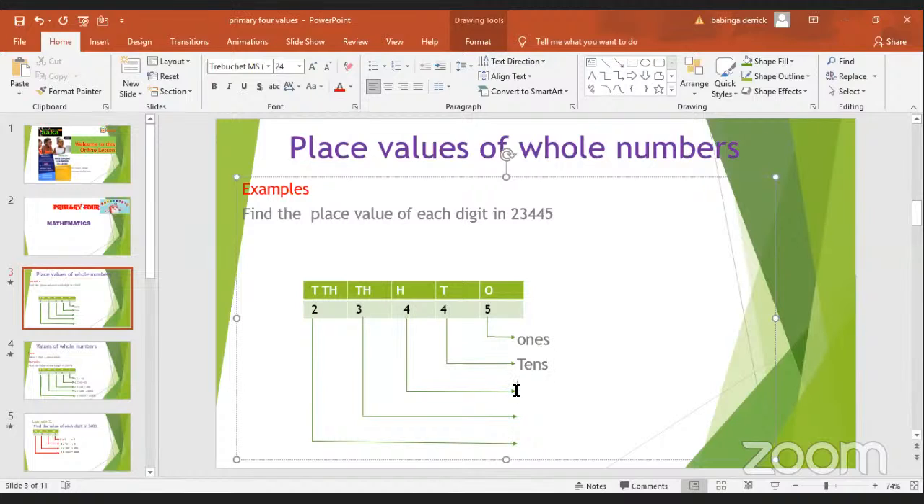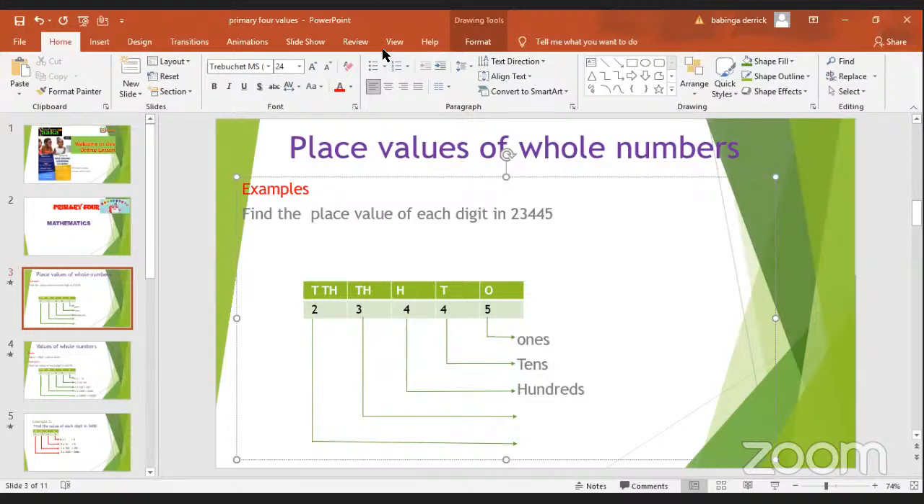Then the next place value here, the place value of the next 4. Yes, Tessie, your hand is up. Hundreds. Hundreds, good. So we spell it as HUNDRED and S. If you forget the S, that means you're not referring to hundreds as a value.